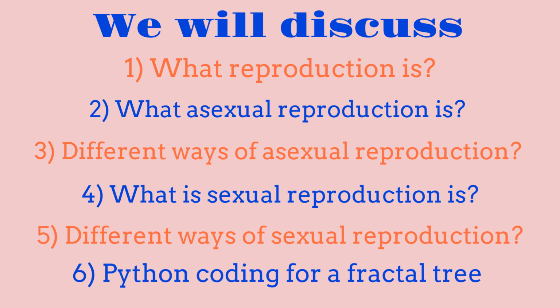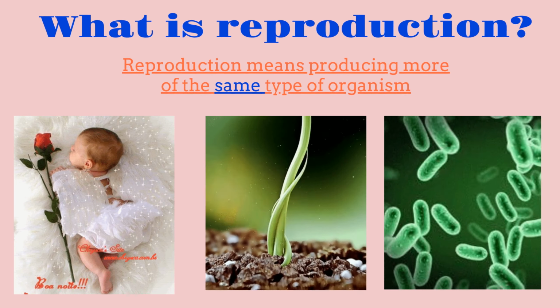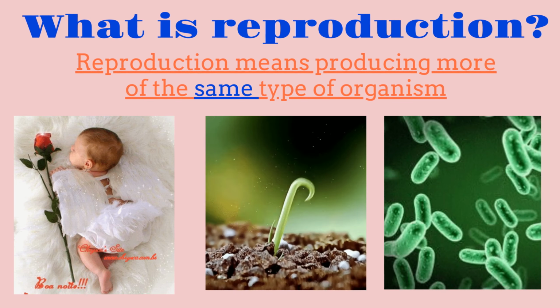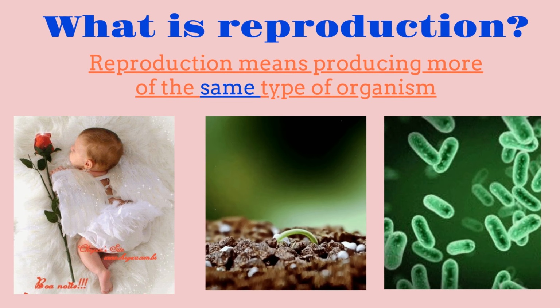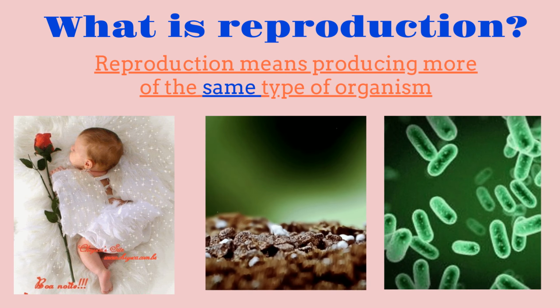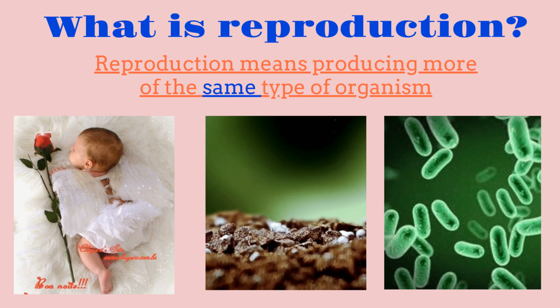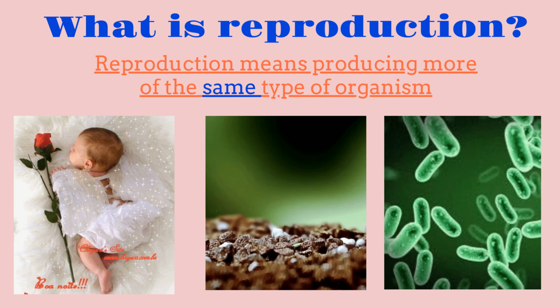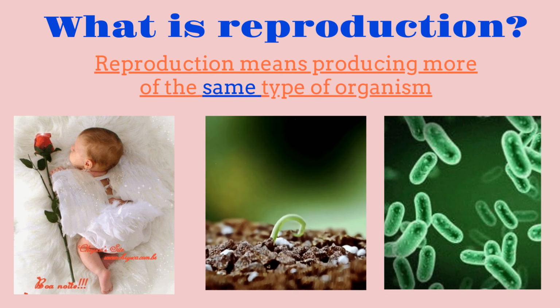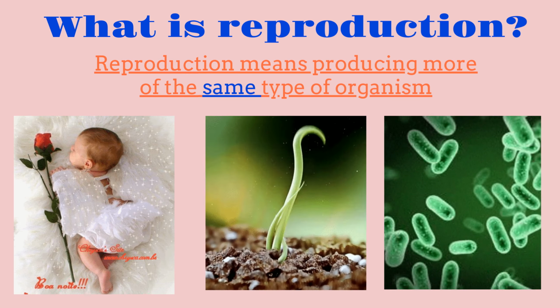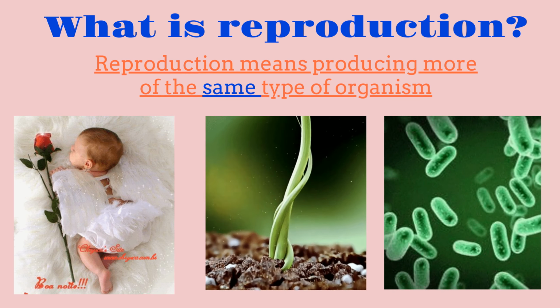So let's get started with what reproduction is. Basically, reproduction means just producing more of the same type of organism. Everywhere you look, there are examples of organisms that look like their parents. Some examples can be babies, they look like their parents. Seeds also look like their parents. And also bacteria. Bacteria cells divide themselves and they also look like their parents as well.